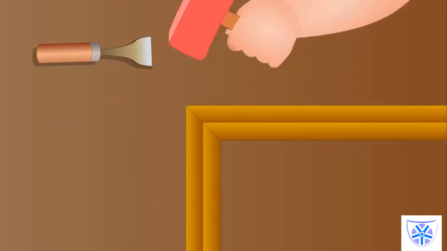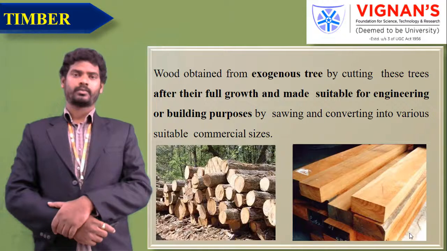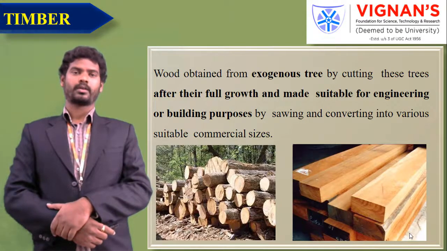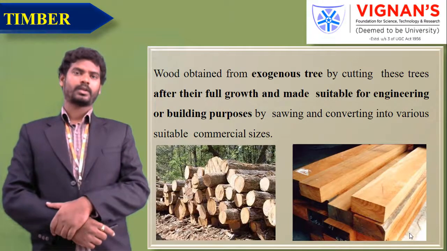Next one, timber. Timber is the name given to wood obtained from exogenous, meaning outward growing, trees. In these trees, the growth is outward from the center by adding almost concentric layers of fresh wood every year, known as annual rings. After full growth, these trees are cut and sawn to convert them into rectangular sections of various sizes for engineering purposes. This is nothing but timber.